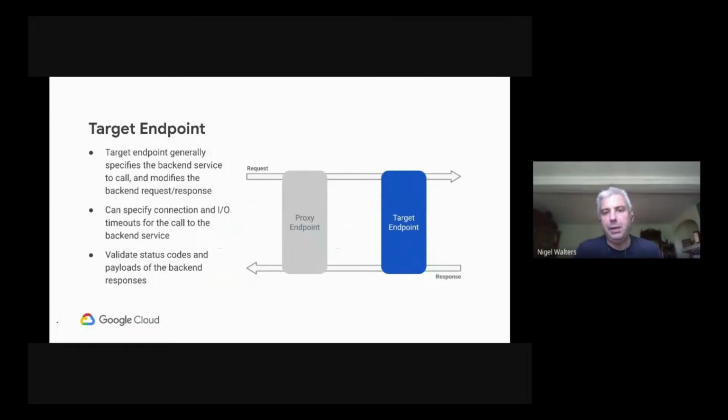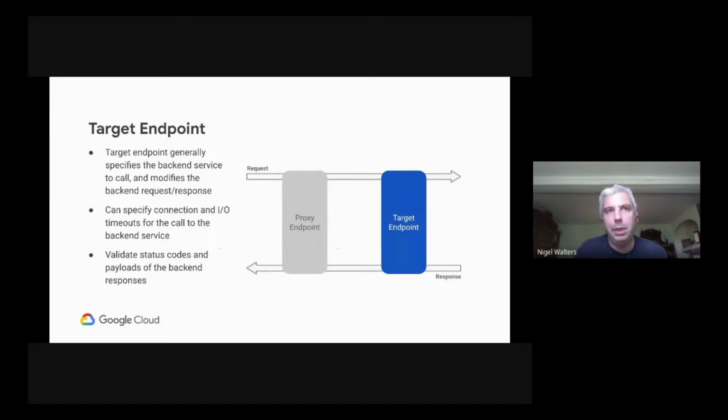So a target endpoint, generally when we say target endpoint, we're actually referring to those two target stages, the target request and the target response flows that we have inside Apigee. Generally inside here, we're going to be doing any type of logic that helps us determine that backend service. So if we're doing things like dynamic URL rewriting, this is a capability of Apigee where you can change the target URL that's going to be hit.